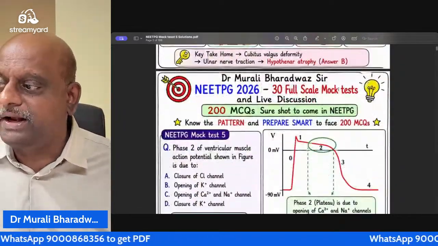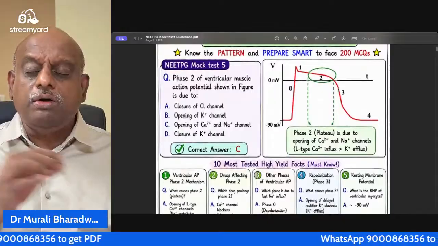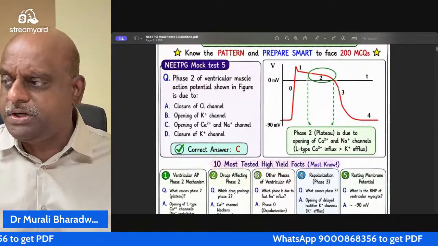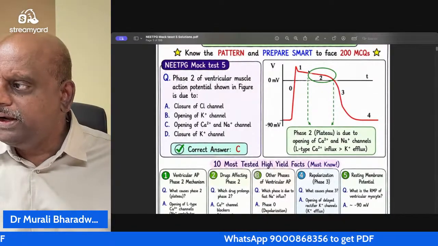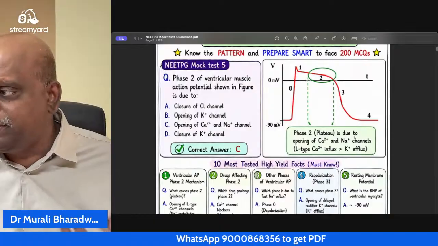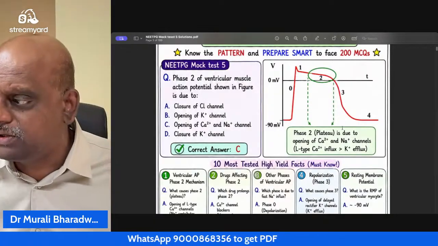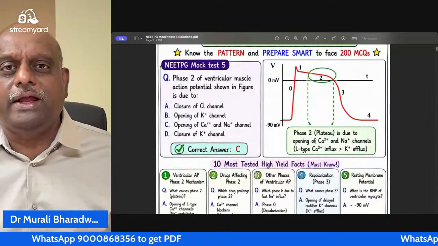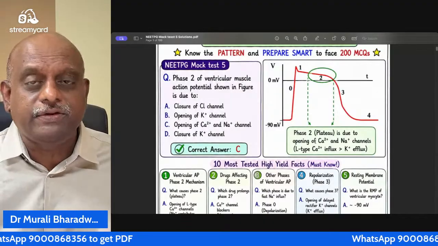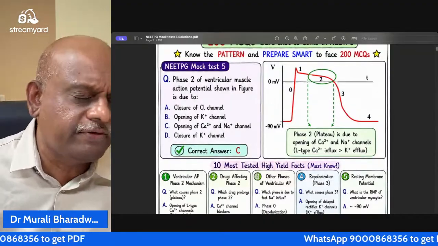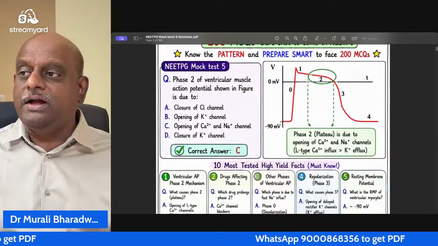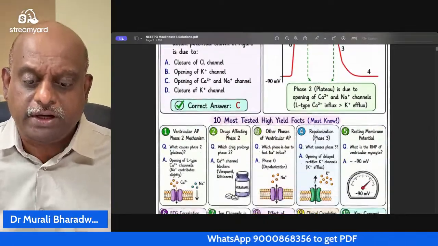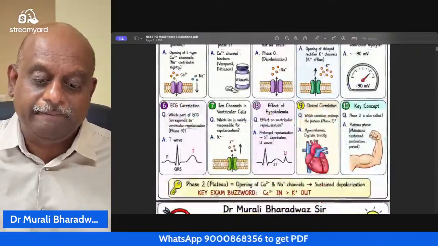Phase 2 of the ventricular muscle action potential. There is a plateau. Plateau is due to the opening of the calcium and sodium channels. The influx through the L type calcium channels is more than the efflux of potassium, responsible for phase 2 of the ventricular muscle action potential, is what you need to remember.